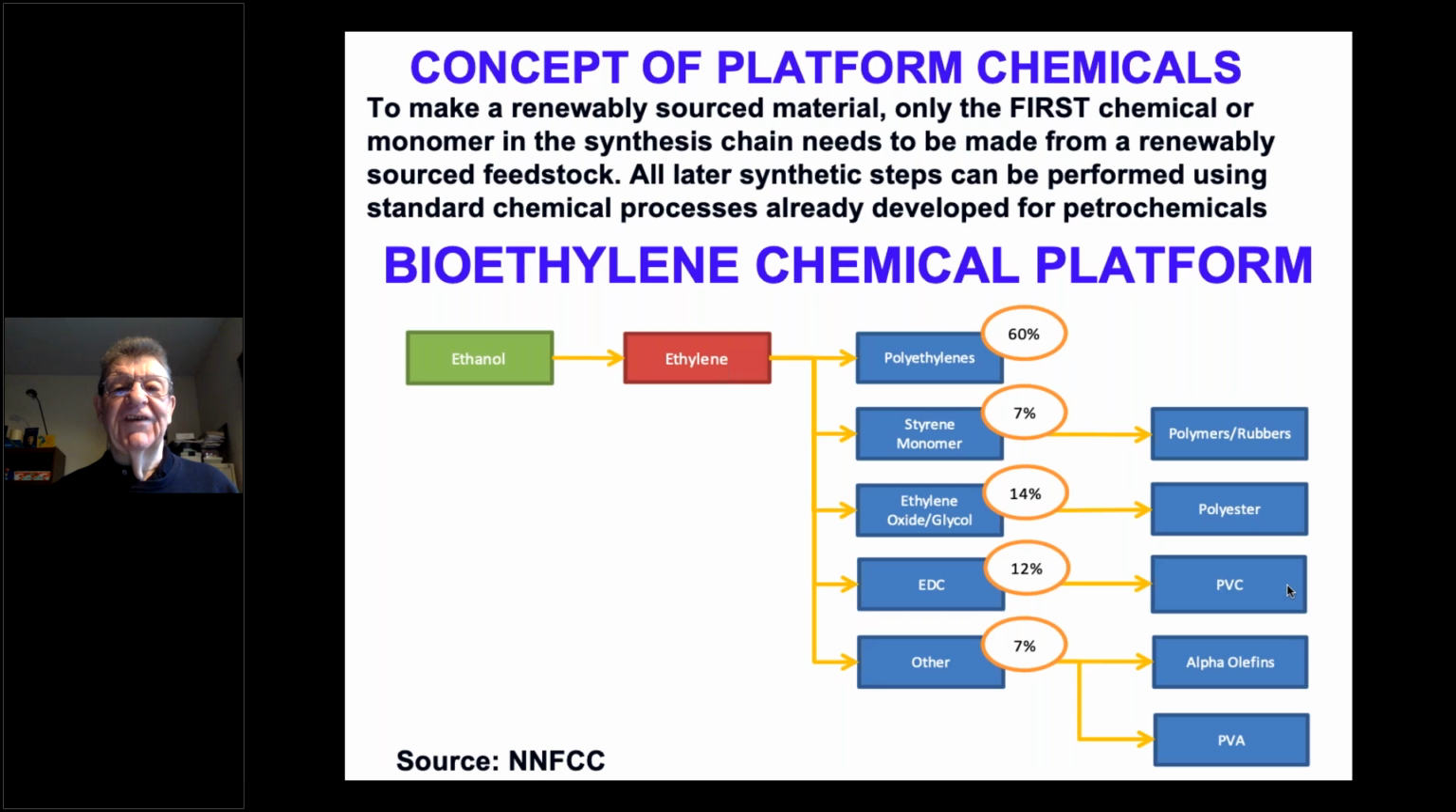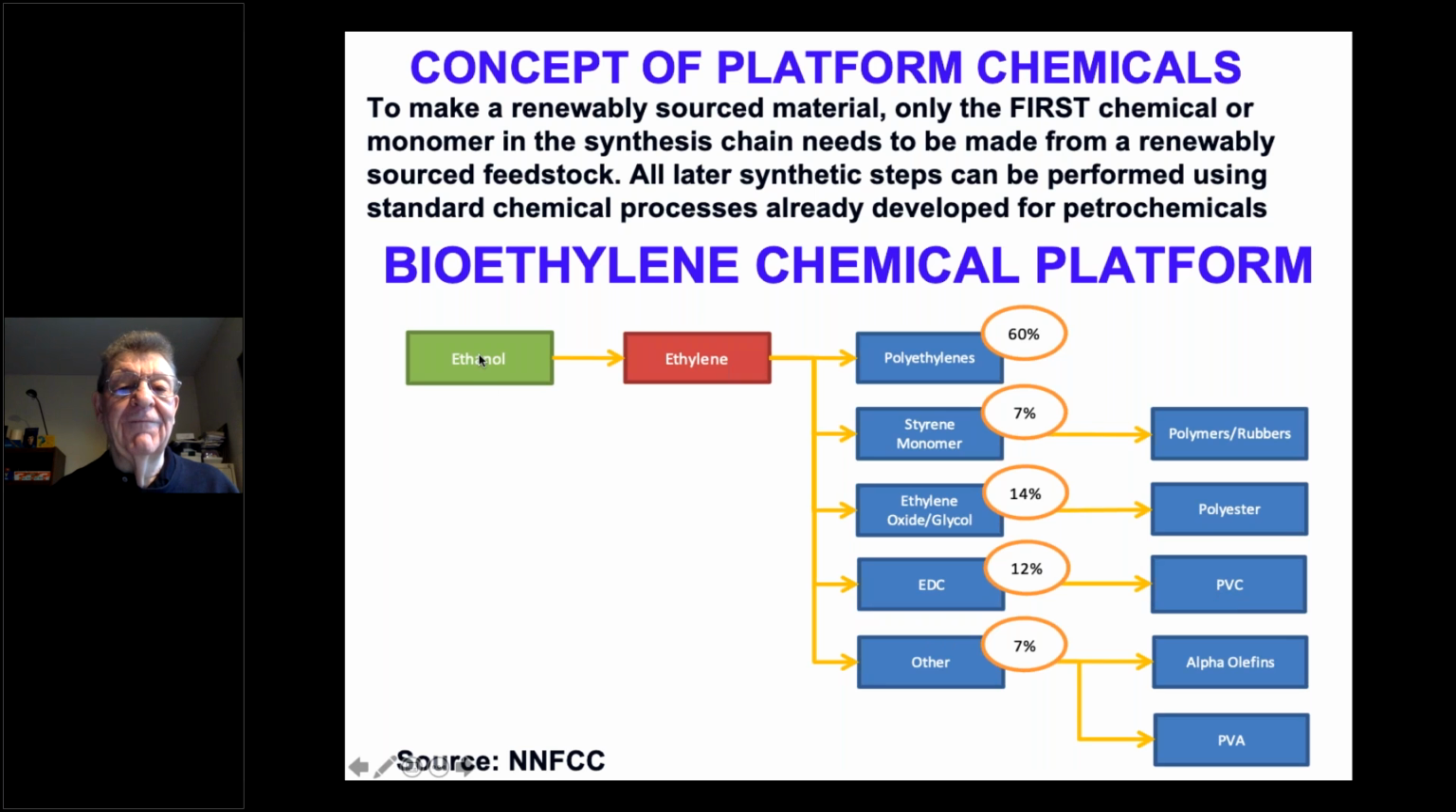Very important concept of platform chemicals. If you're going to make a bio-based material or renewably sourced material, only the first chemical or monomer in the synthesis chain needs to be made from a renewably sourced feedstock. All of the later synthetic steps can be performed using standard chemical processes already developed many years ago, many of them for petrochemicals. So here's a very simple example.